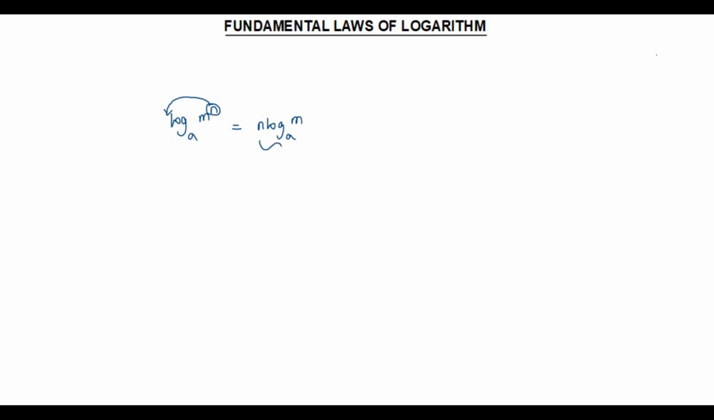In case there is a logarithm which is multiplied by n, we can take the value which is multiplied by the logarithm as the exponent of this m that we have in the argument. So in both the ways we have to remember, and according to the need we have in the problem, we have to use the third fundamental law of logarithm.